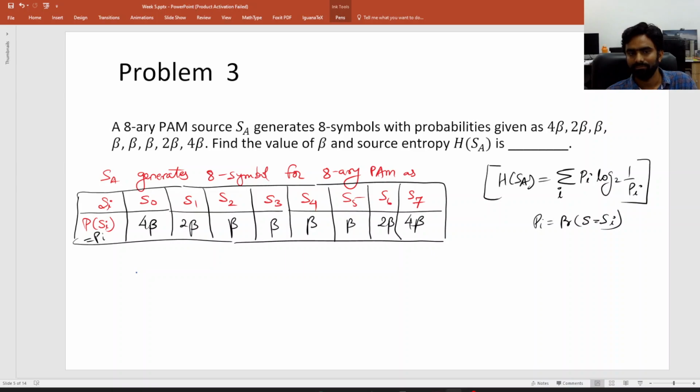Beta is 1 by 16. Yes, correct, sir, because the sum of probabilities should be 1. We are using the total probability rule, that is, total probabilities will be 1. Very correct, sir. Now calculate the source entropy H of SA. That would be very easy.